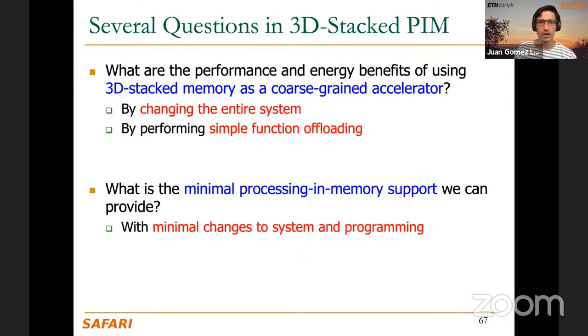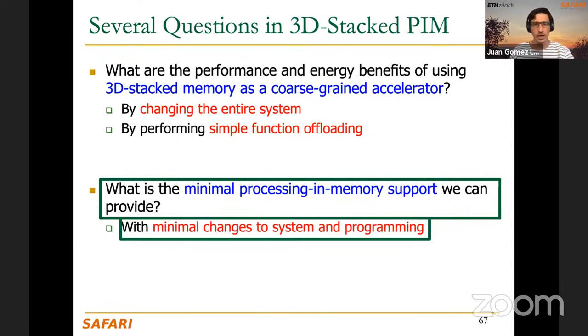Okay, so let's say that we are done with the first part, coarse grain acceleration. Second part, providing minimal processing in memory support. Now assume that we don't want to change the system very much. We just want to identify simple instructions that can benefit from processing in memory because they are inherently memory bound and very frequently cause cache misses in a baseline system. So after having identified them, we can say, okay, let's offload the computation of this simple instruction to the memory side.